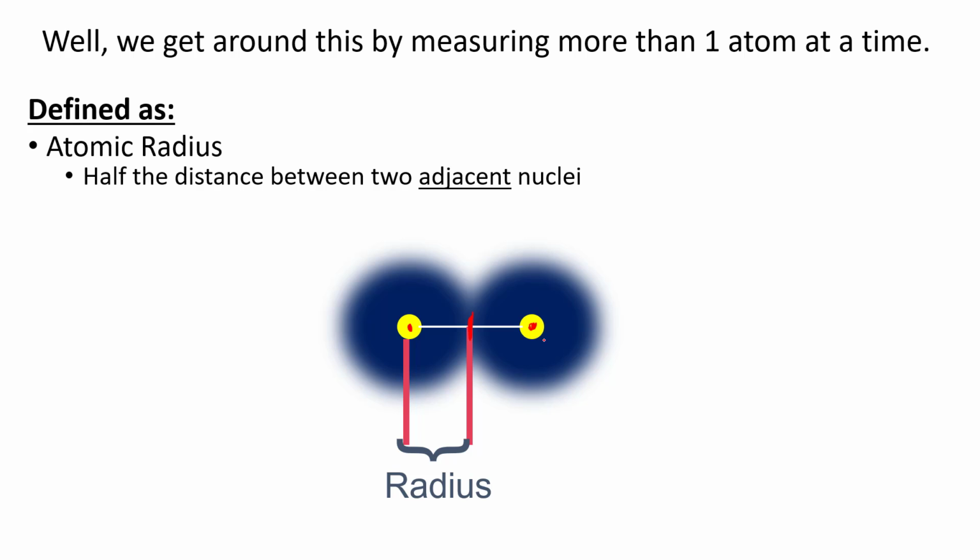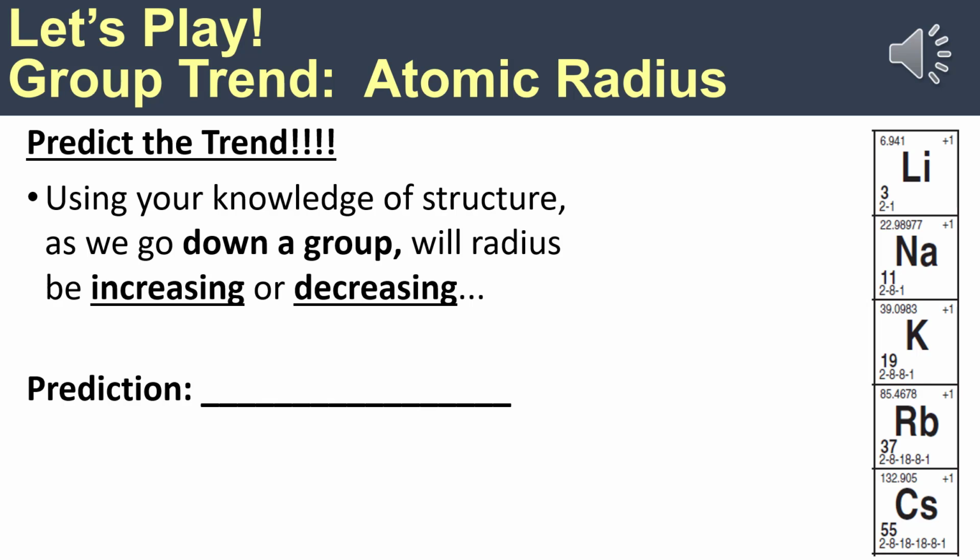Make sure you copy that down in your notes and start to memorize it, because as we said before, you cannot speak the language of chemistry if you do not know what the words mean. So knock that down now. All right, let's play. How about we take group 1 and try to predict what the trend is. Using our knowledge of atomic structure, as we go down the group, will the radius be increasing or decreasing? Stop the video now and make your prediction.